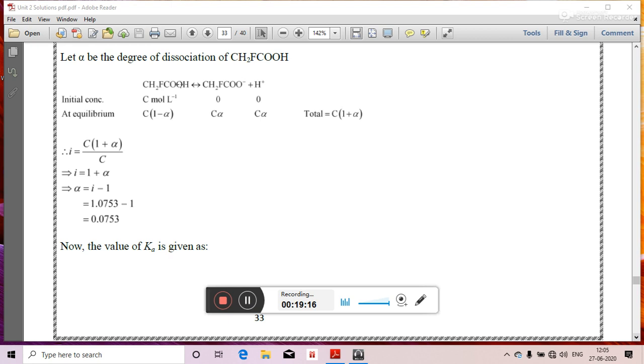So fluoroacetic acid undergoes dissociation to form CH2FCOO minus plus H plus. The initial concentration of fluoroacetic acid is supposed to be C, and initially the concentration of ions is 0. Now at equilibrium, out of C, say C minus alpha C concentration is used up. So C is the initial concentration and alpha C is the amount which is used. So the remaining amount will be C minus alpha C.